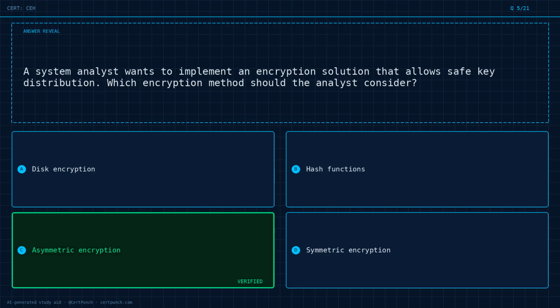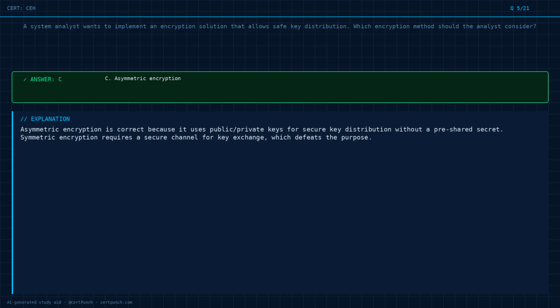The answer is option C. Exam logic. Asymmetric encryption is correct because it uses public-private keys for secure key distribution without a pre-shared secret. Symmetric encryption requires a secure channel for key exchange, which defeats the purpose.